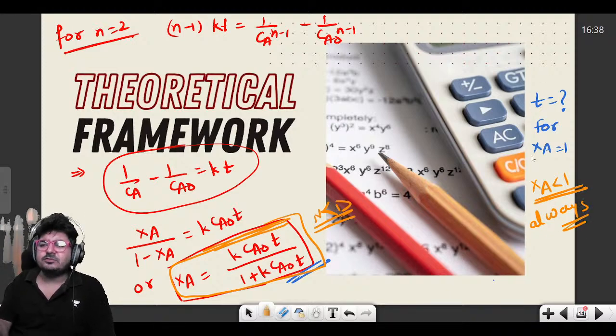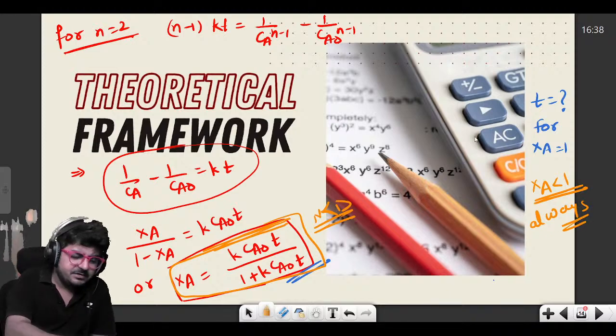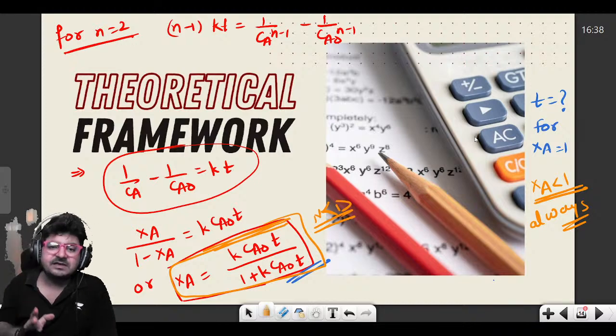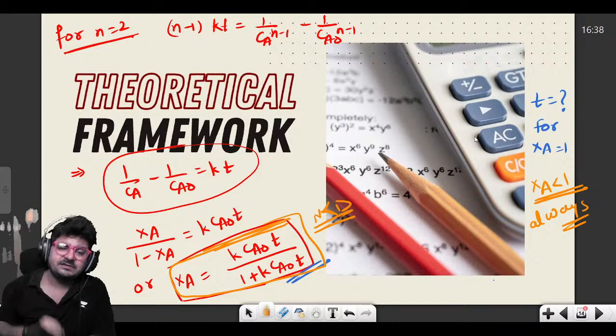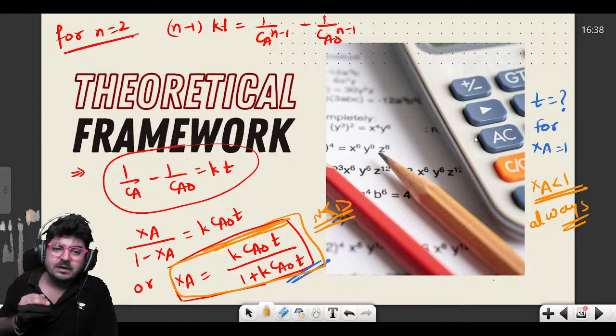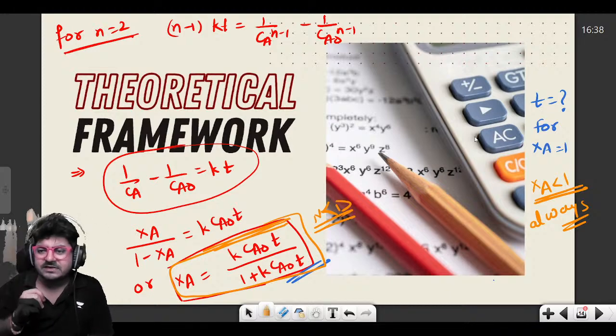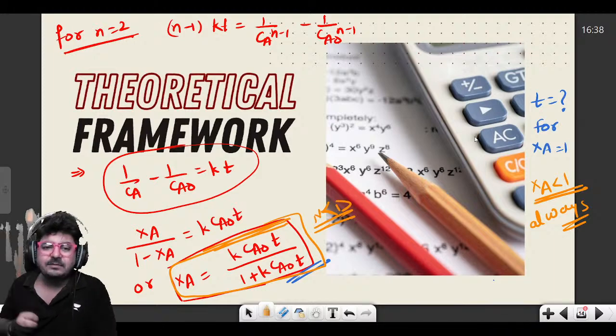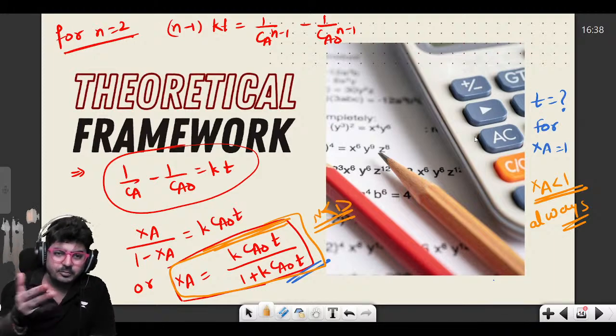तो ये क्वेश्चन ही गलत हो जाता है. This question becomes irrelevant here. For second order reaction, we cannot achieve Xa equal to 1. So time की तो बात ही नहीं आ सकती. Okay, कोई क्वेश्चन ही गलत है. अरे Xa equal to 1 होगा ही नहीं कभी. Theoretically ही नहीं हो रहा. You can see, theoretically it is not possible. So why we will talk about this time stuff? है ना? I hope you are understanding.